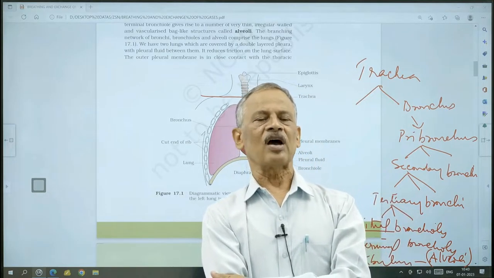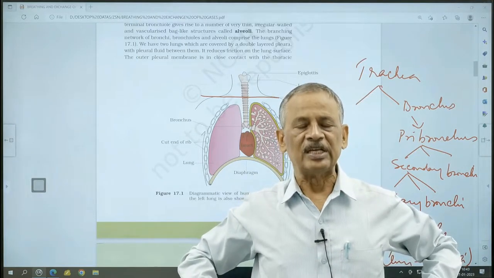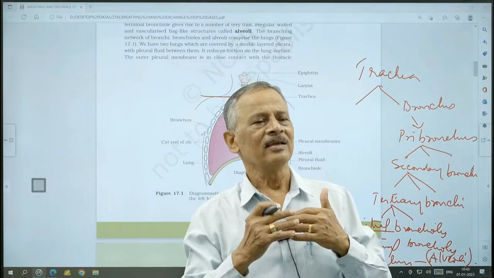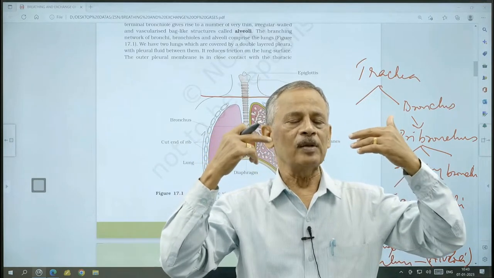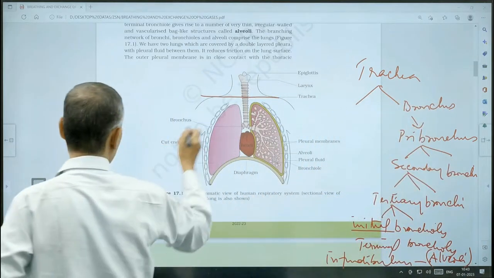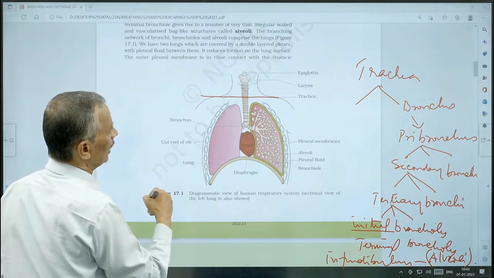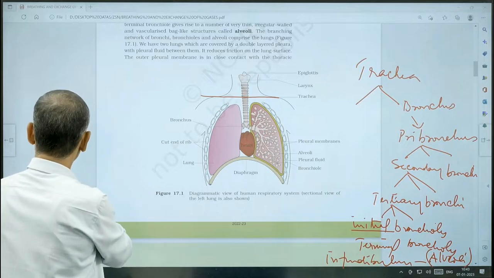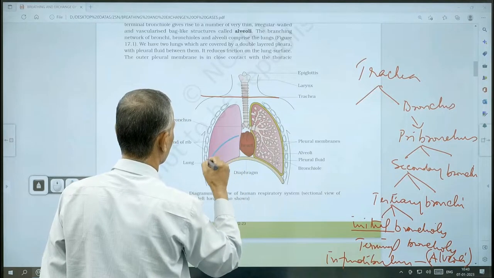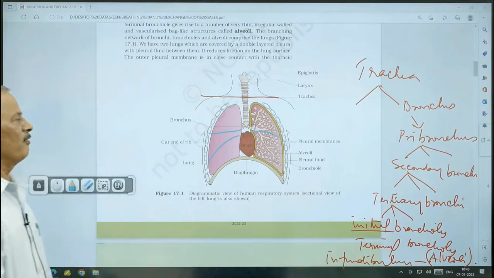structure which is almost triangle shaped with a broad base which is resting on the diaphragm and the upper part, the dorsal part, actually it is the anterior part, tapering. So each lung is a triangle shaped structure. The right lung is a bit larger and is having three lobes. The left lung is a bit smaller, having only two lobes.